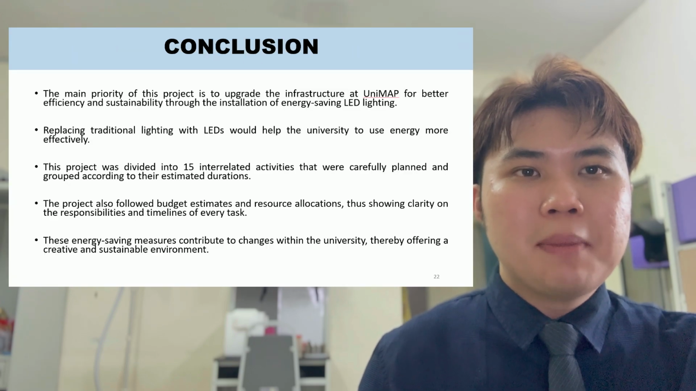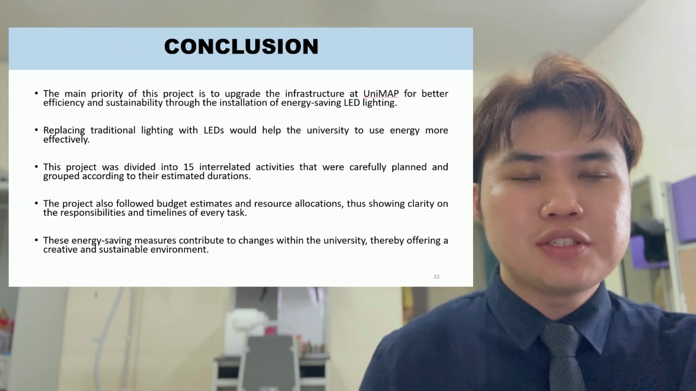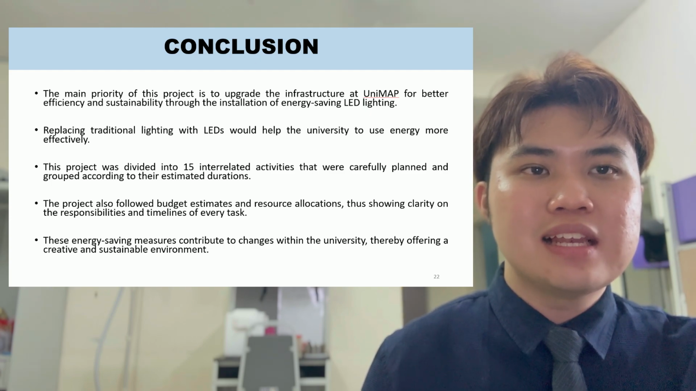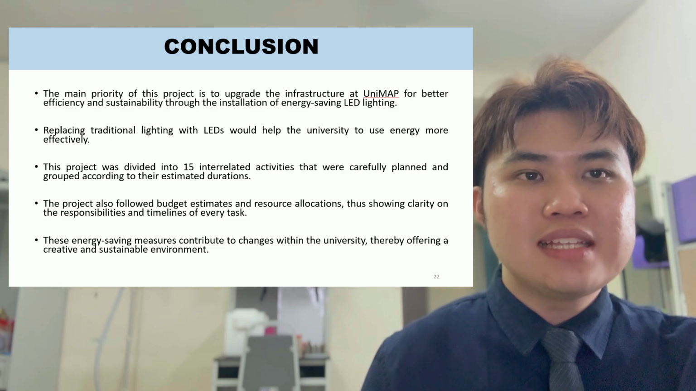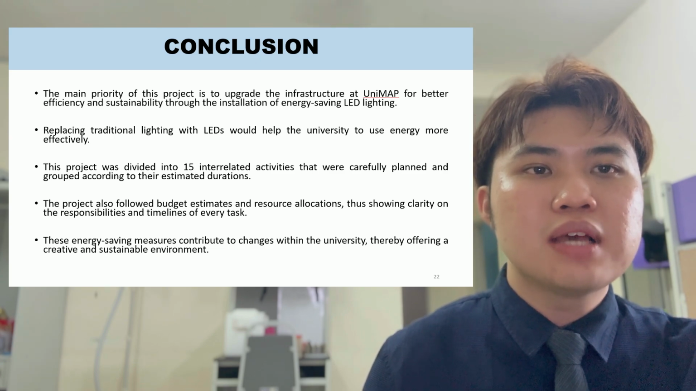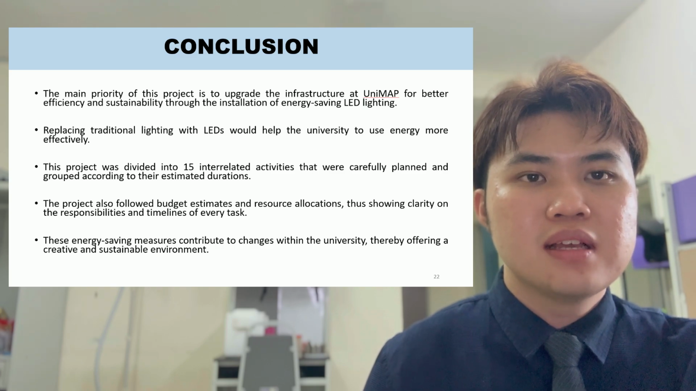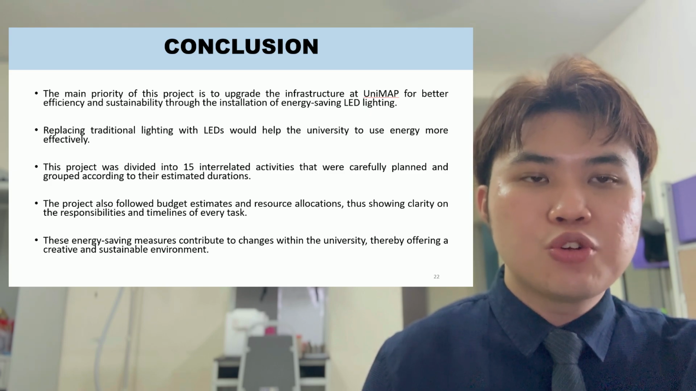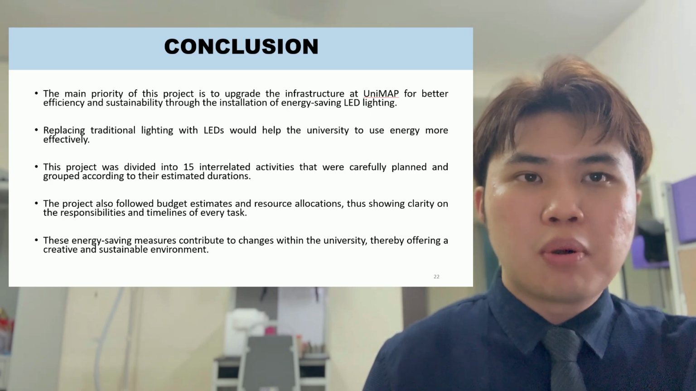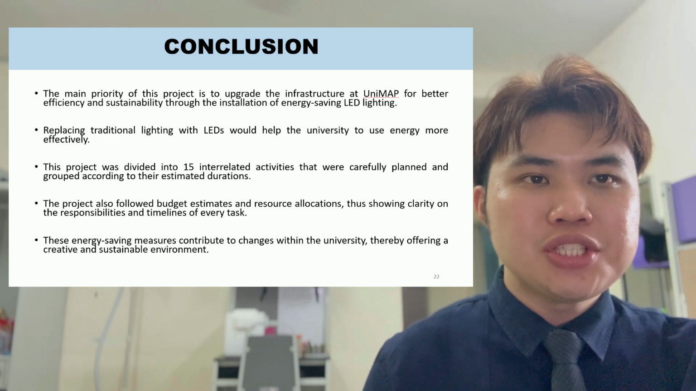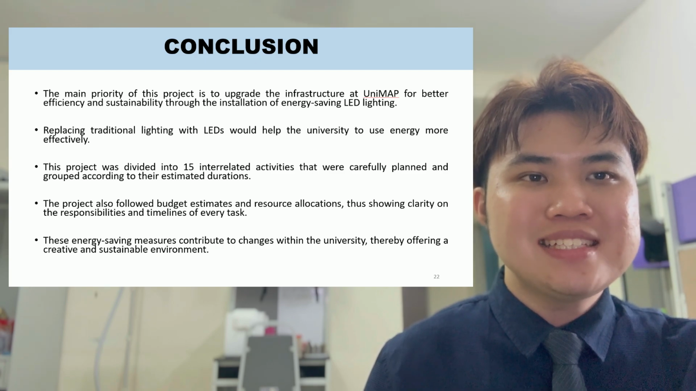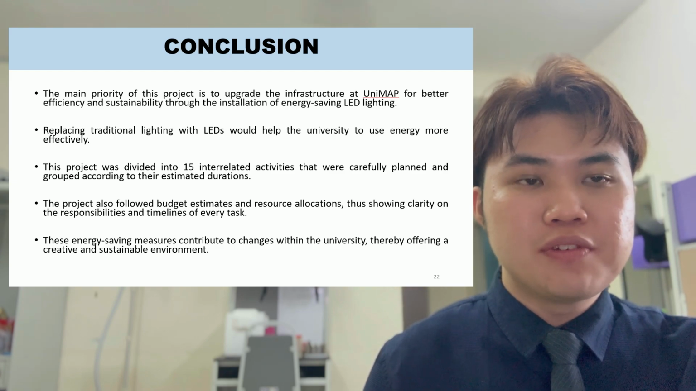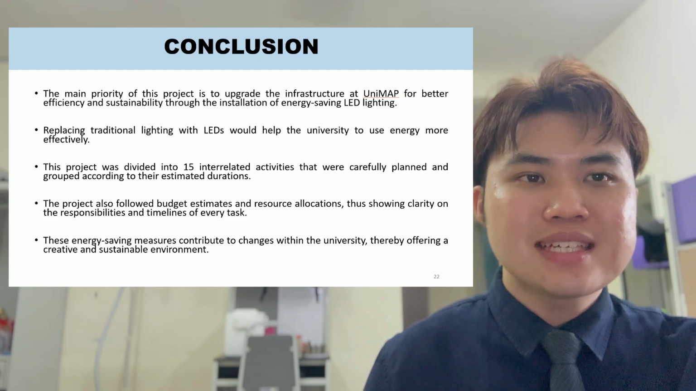To sum it all up, the main priority of this project is to upgrade the infrastructure at UniMAP for better efficiency and sustainability through the installation of energy-saving LED lighting. Replacing traditional lighting with LEDs would help the university to use energy more effectively. This project was divided into 15 interrelated activities that were carefully planned and grouped according to their estimated durations. The project also followed budget estimates and resource allocations, thus showing clarity on the responsibilities and timelines of every task. These energy-saving measures contribute to changes within the university, thereby offering a creative and sustainable environment.